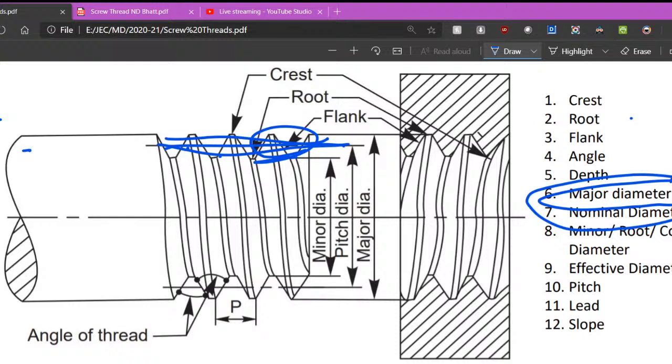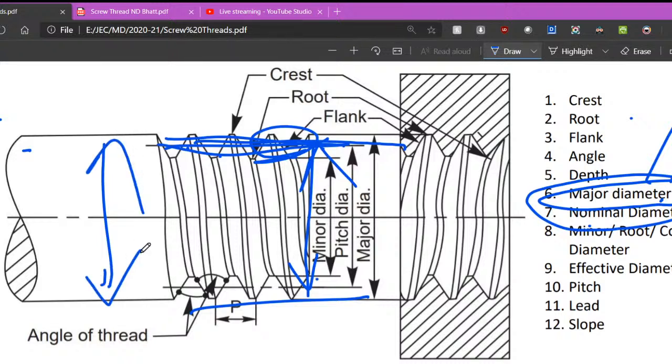So these two are used sometimes interchangeably. You can call it major diameter or nominal diameter, but in the technical sense, major diameter is greater than nominal diameter. Nominal diameter you measure on the cylinder bar, and major diameter you measure on the thread from crest to crest. Obviously, due to the deformation from cutting the metal, the crest to crest diameter would be greater than the cylinder diameter or nominal diameter. In that sense, major diameter is greater than nominal diameter.